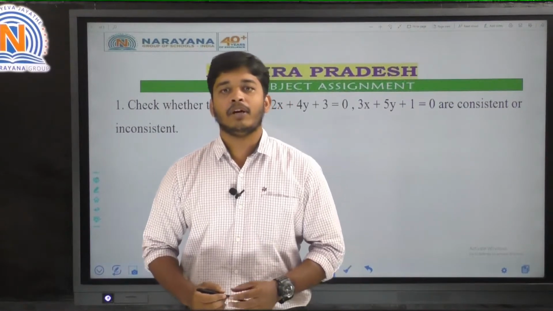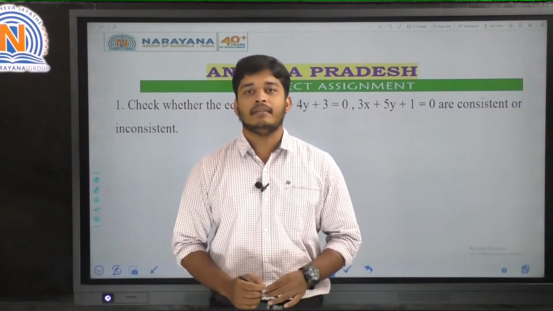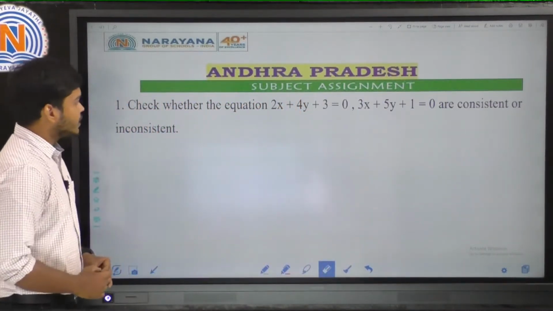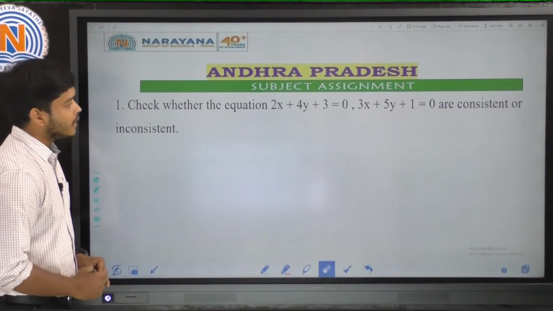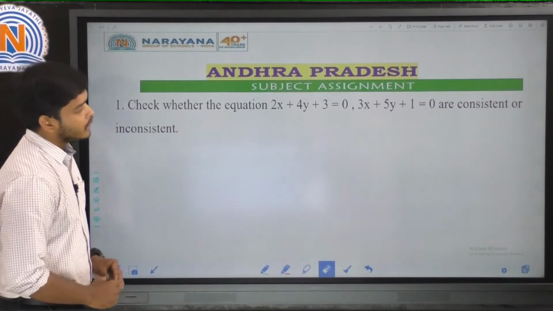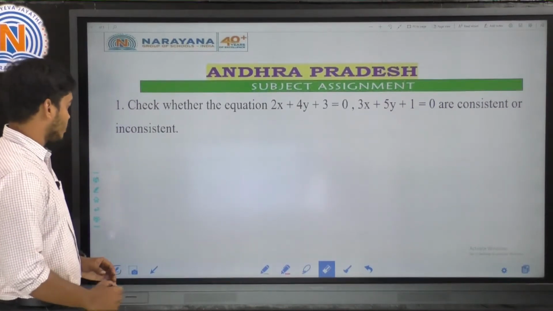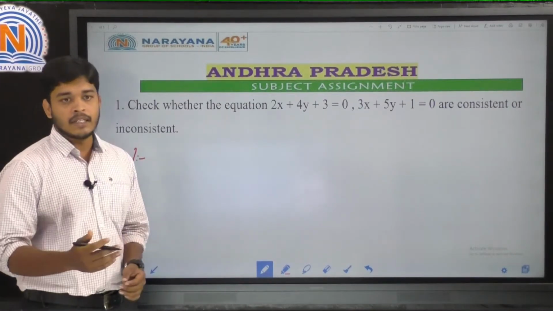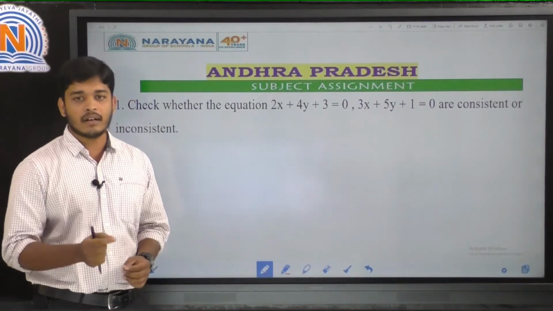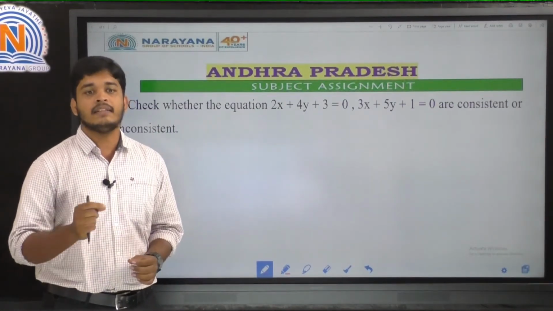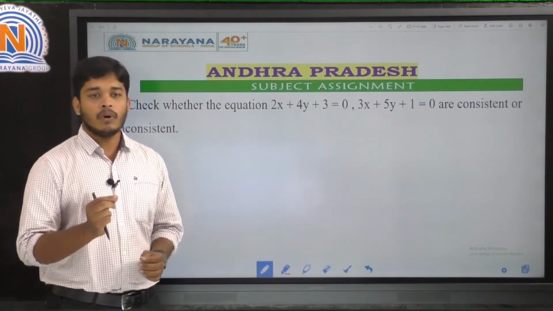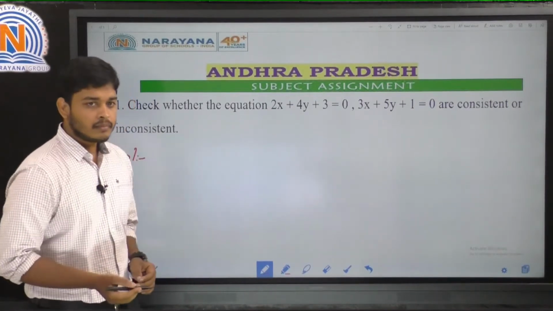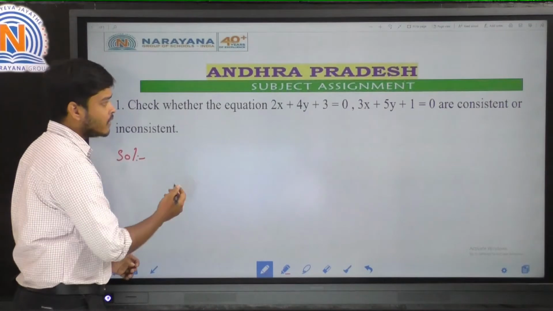Today our topic is pair of linear equations in two variables in 10th standard mathematics, assignment number 2. First question: check whether the equations 2x + 4y + 3 = 0 and 3x + 5y + 1 = 0 are consistent or not. See children, he is asking about consistent or not. Consistent means what? If the equations have one or more than one solution, then we say that it is consistent. If it does not have one or more than one solutions, those are inconsistent. Okay children, see whether the given equations are consistent or not.